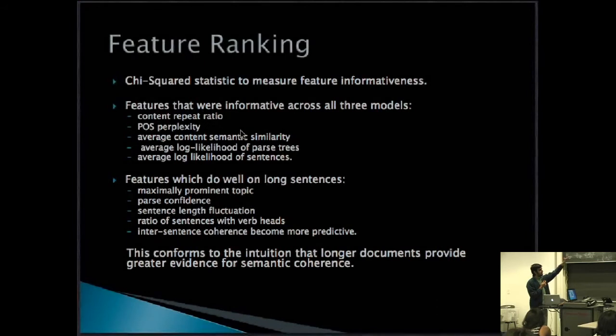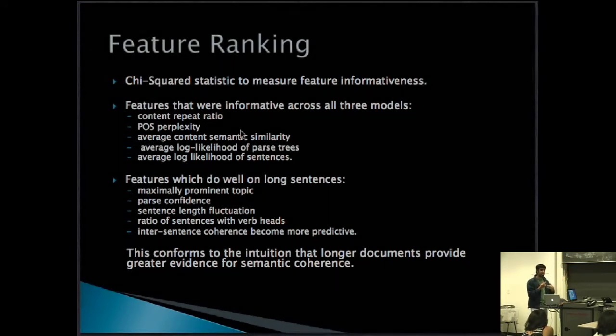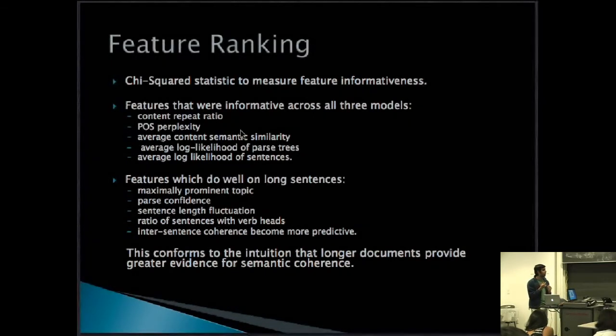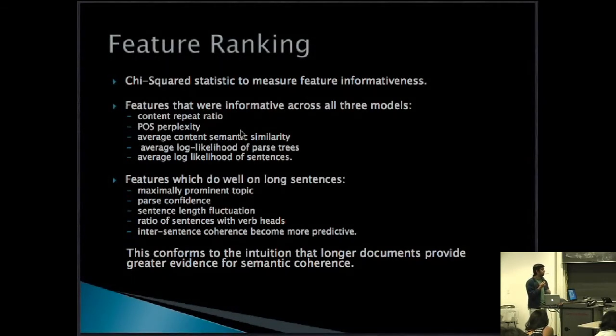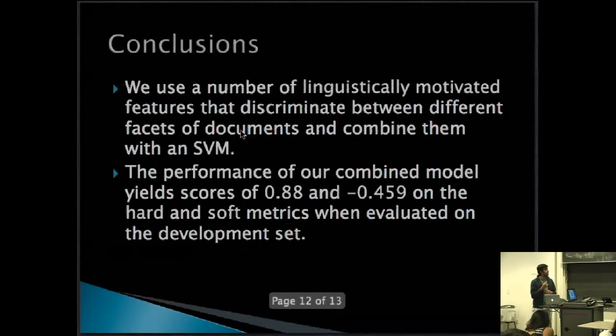As the document length gets longer and longer, the semantic features tend to play a more prominent role in deciding whether documents are fake or not. This conforms to the intuition that longer documents provide greater evidence for semantic coherence. That's about it, and we'll be happy to take any questions.